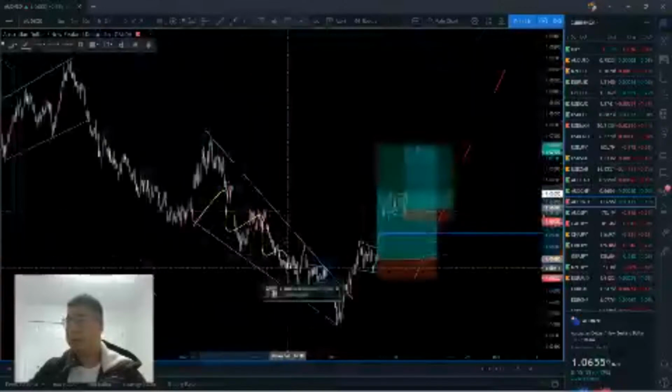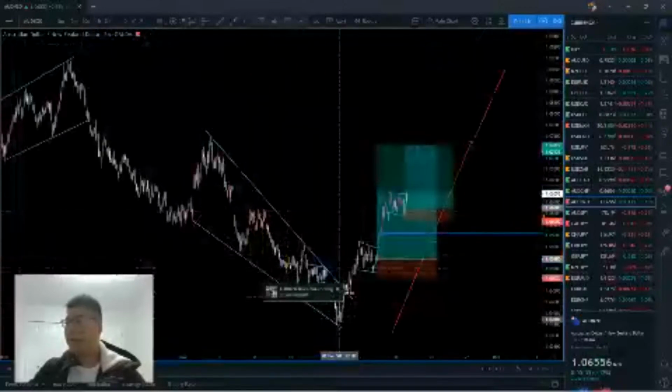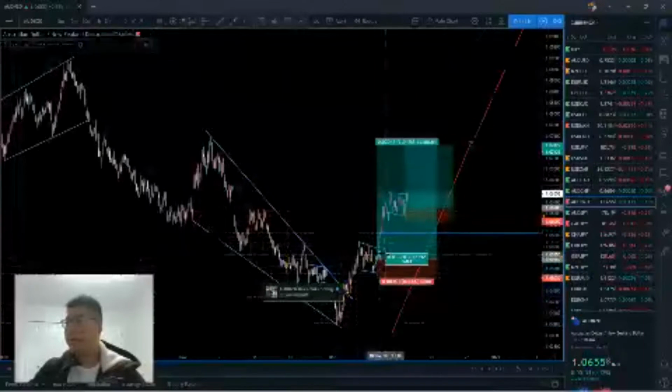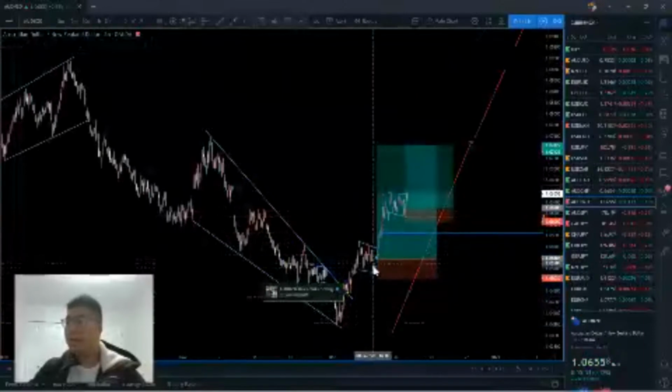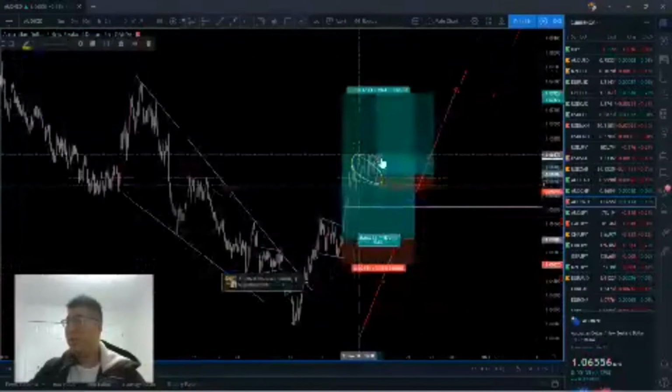Like the overall price action, we know that we pushed out from this descending channel or falling wedge. We had this first impulse, first correction. This was the first entry. And then we had another impulse out from there. And this was a second continuation correction.